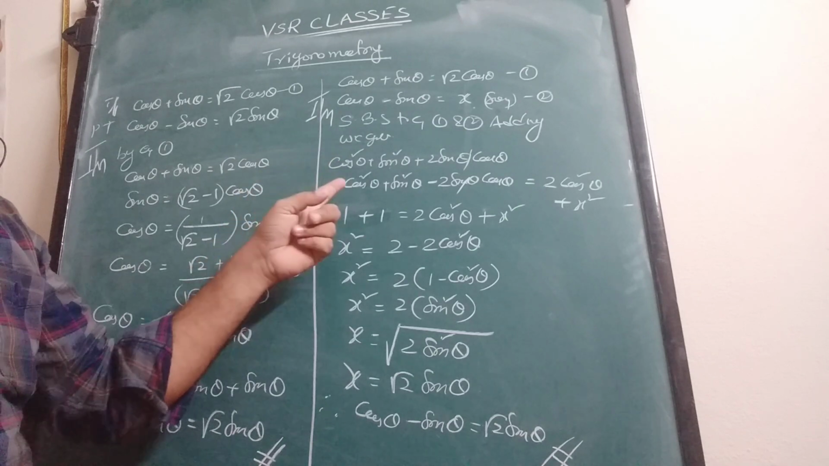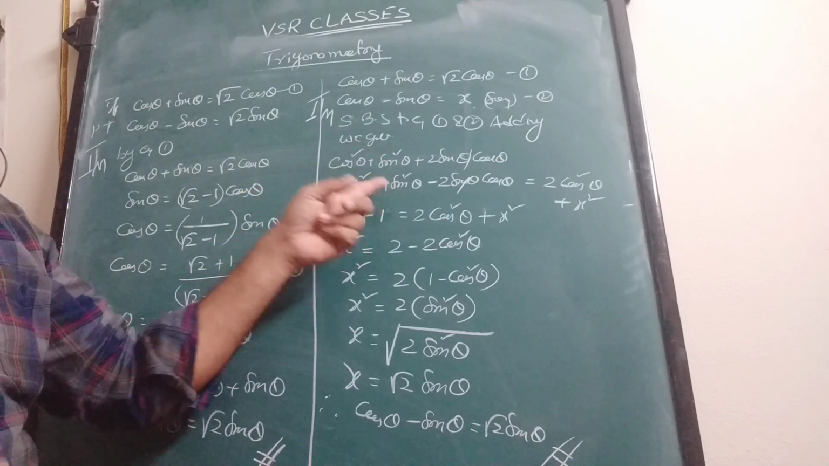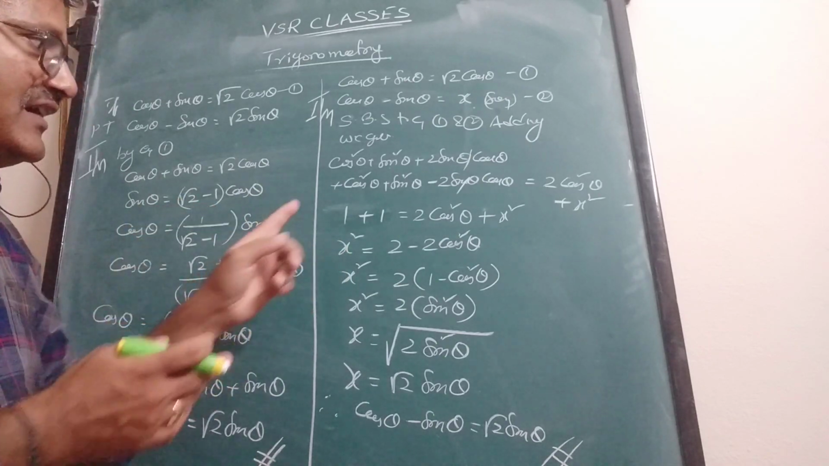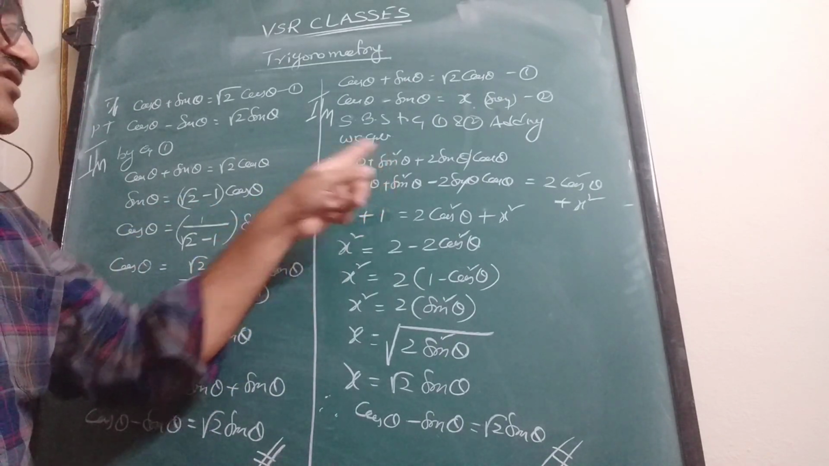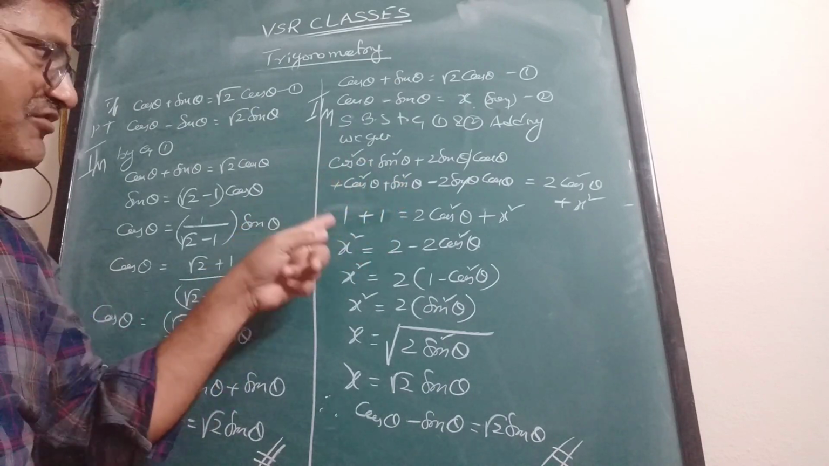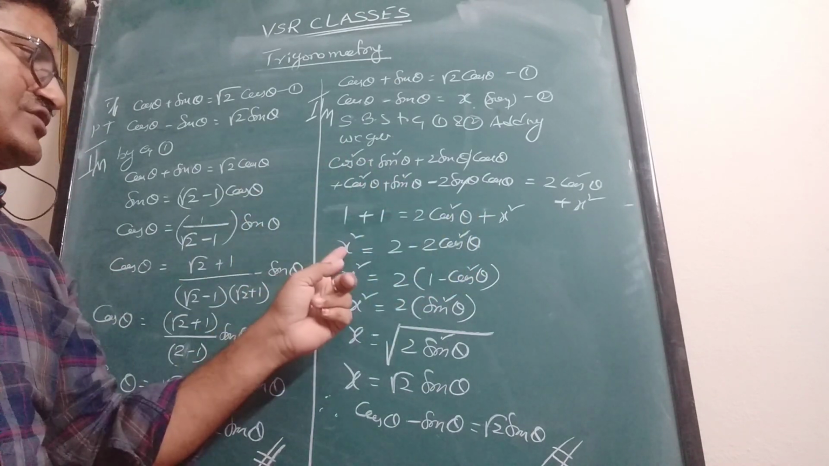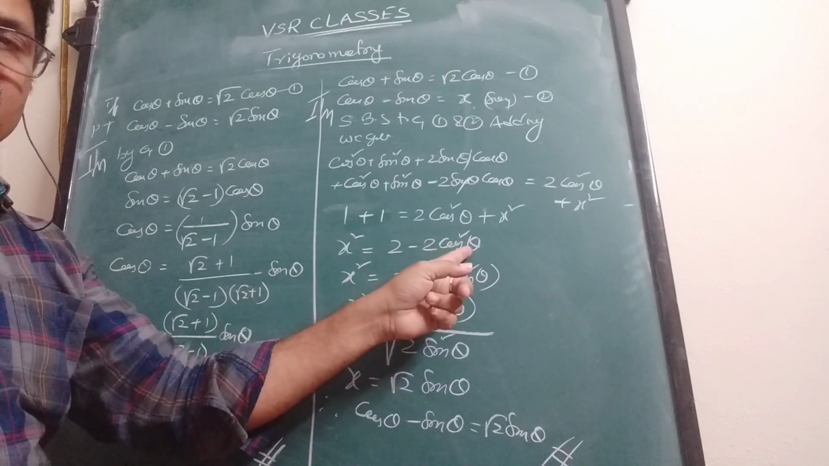Here cos square, 2 cos square, sin square, 2 sin square, take 2 common, sin square theta plus cos square theta, it becomes 1. Cos square theta plus sin square theta is 1, cos square theta plus sin square theta is 1. So 1 plus 1, we got 2. You bring this value this side. So x square equal to 2 minus 2 cos square theta.